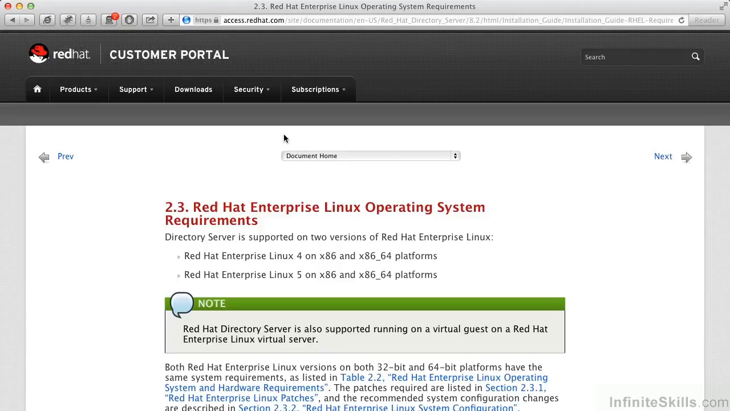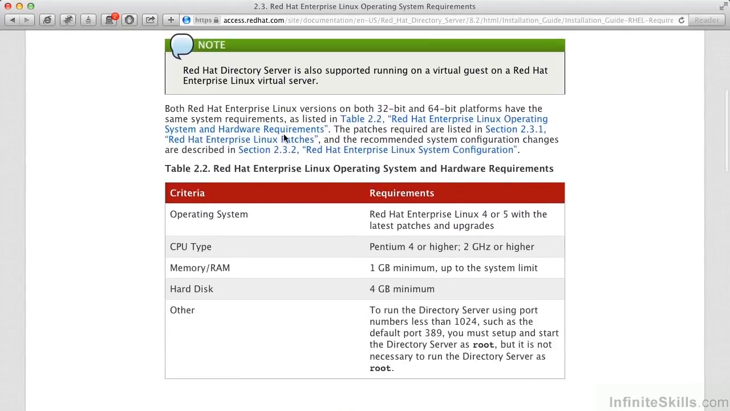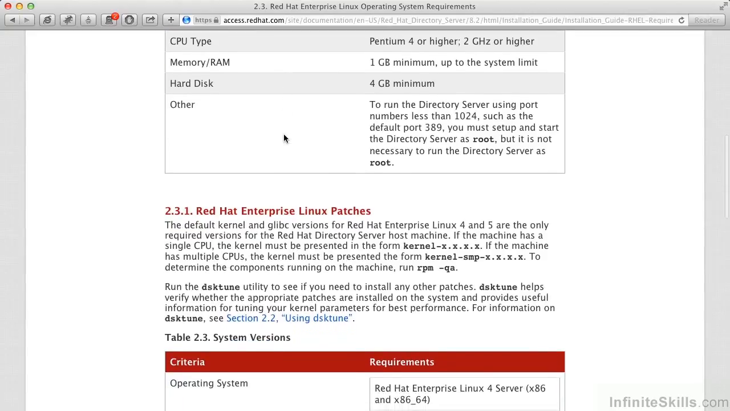So hitting the minimum system requirements is really going to be important for your satisfaction and the performance of the system. Now, as with any other Linux distribution, the minimum system requirements are actually pretty modest.